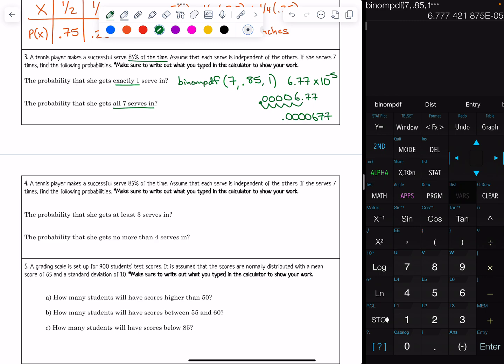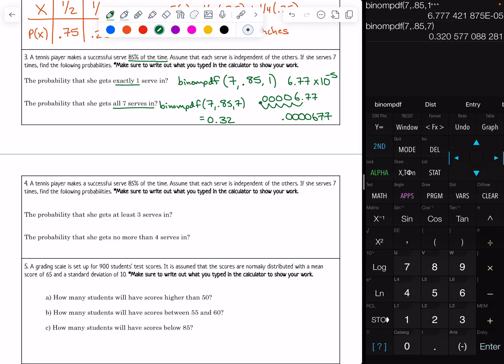So second vars again, get binom PDF. You had 7 trials. The probability is still 85%, so put 0.85. But now she wants all 7 serves, and so that probability is obviously lower because that would be less likely to happen. So I typed 7, 0.85, and 7, and I got 0.32. And you can just leave it like that. If you wanted to make it a percentage, it would be 32%.